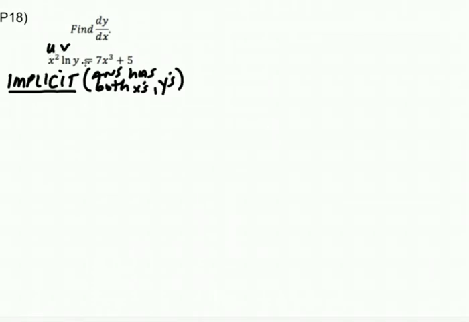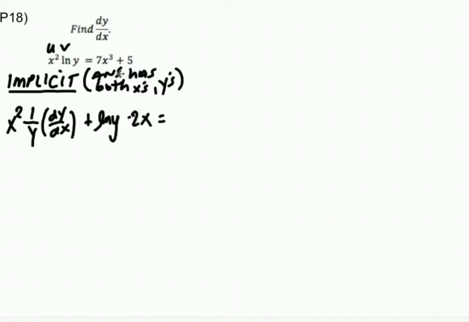So notice the left-hand side of this is a product rule. So if I do this implicitly, I'm going to get u, the derivative of natural log of y, which is 1 over y times the derivative of that stuff, which would be a dy dx, right? Plus v, which is the natural log of y, du, which will be a 2x. On the other side, I get the derivative of 7x cubed, which is a 21x squared, plus a 0, because when you differentiate the 5, you get a 0.